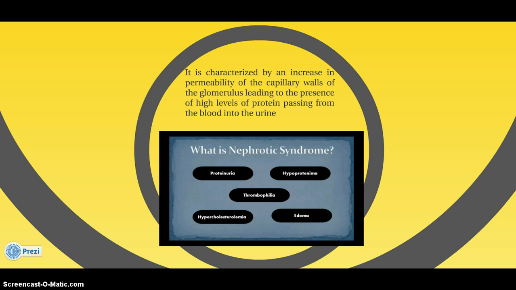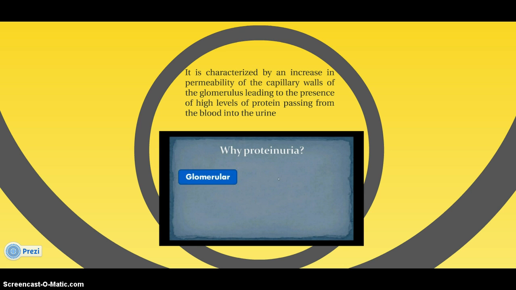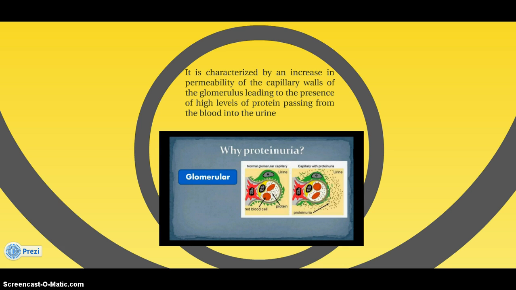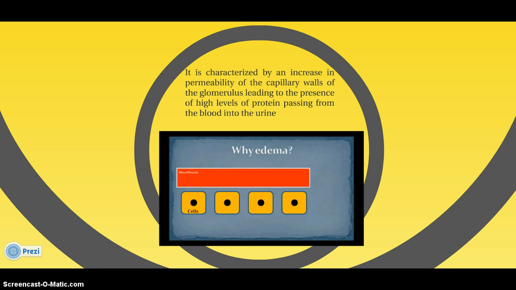And the last one is thrombophilia, which is an increase in coagulability status due to decreased level of antithrombin protein, which is lost by urine. Proteinuria could be happening due to glomerular causes, like when there is any disruption of the glomerular barrier of filtration of the protein, or by tubular causes when there is any increase of filtration or impaired reabsorption or secretion of proteins. Why can edema be happening?